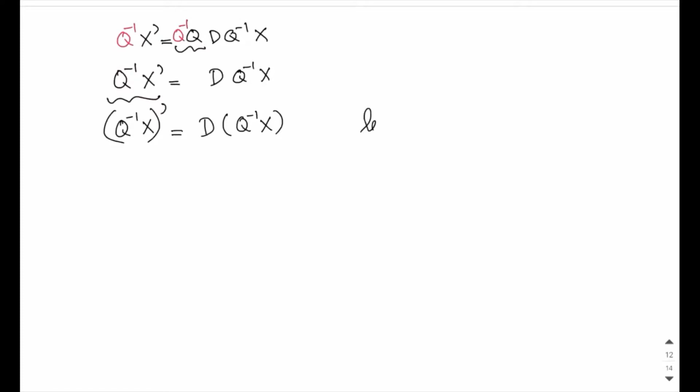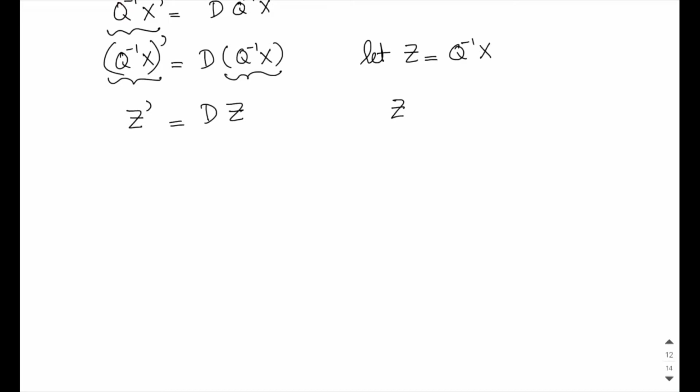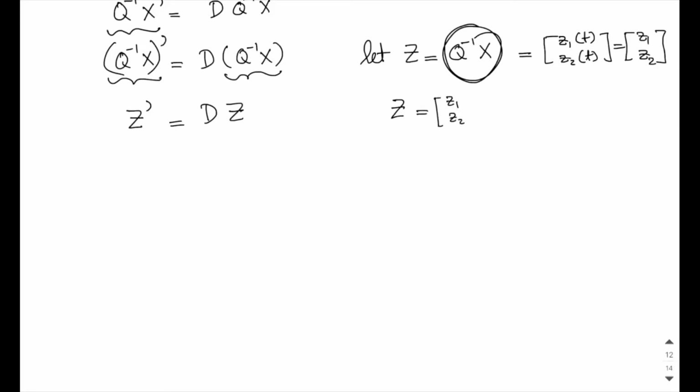Well, then I'm going to let Z be Q inverse times x. At that time, the whole thing on the left would simplify to just Z prime. On the right, we are going to have D times Z. We don't know what is happening here, but at the end, it's going to be just some function of Z1 and Z2, that we usually just write Z1 and Z2 for simplicity purpose. So Z is going to be some Z1 and Z2. That means that Z prime is going to be just Z1 prime, Z2 prime.